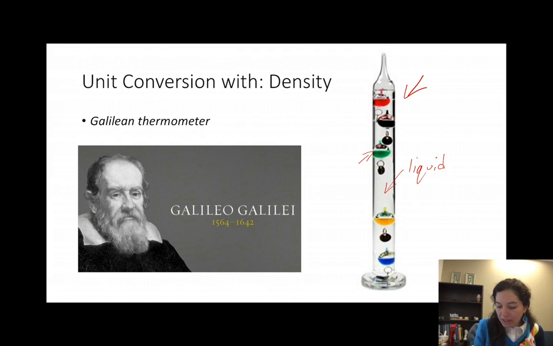And if you look here, these little tags will have readings on them. There will be a temperature here, and you can see what temperature it is based on where the little baubles are floating. And this is determined by density. Things that are really dense are going to go down to the bottom, and things that are lightweight and not very dense are going to float up to the top.